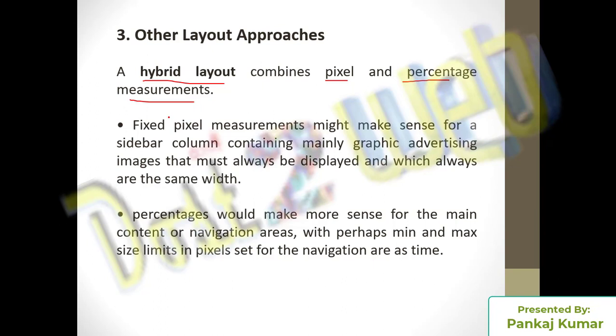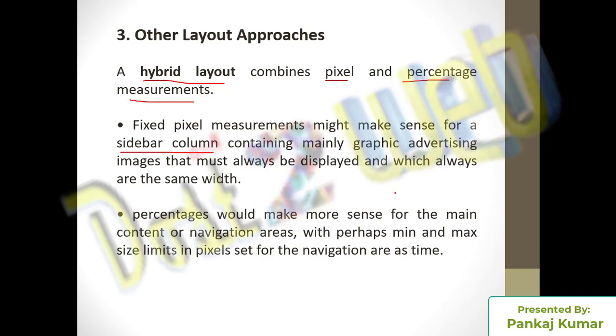When you use a fixed measurement, it makes sense for a sidebar column containing your graphical advertisement image or any other advertisement, a news scroll bar or anything that must always be displayed and always be the same width. On a website, you have seen the news bar, right?